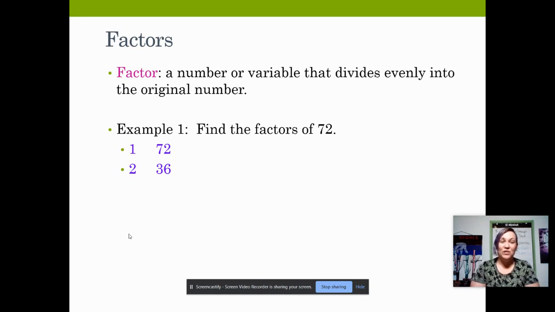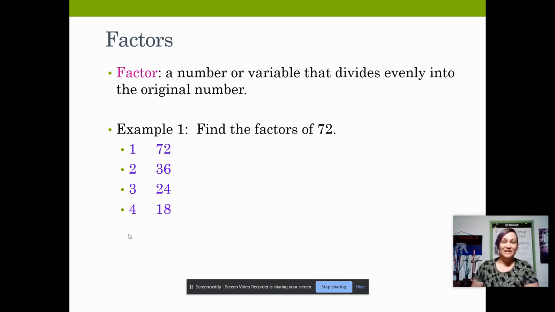Next, we'll try 3. 3 also works. 3 times 24 is 72. That means 72 can be divided by 3 and 72 can be divided by 24. Next, we'll try 4. And 4 also works. It's 4 and 18. We're going to hit our first number that doesn't work. The next number we would try is 5, but 72 is not evenly divisible by 5.